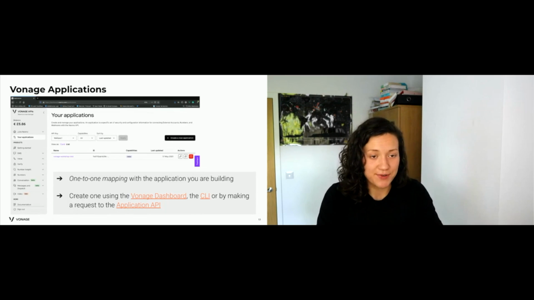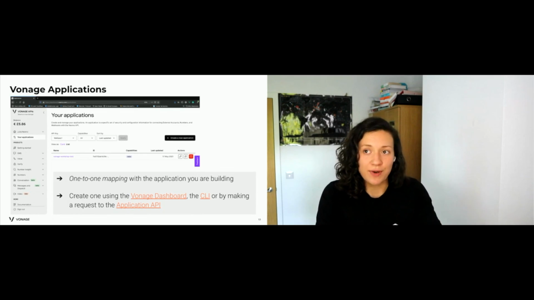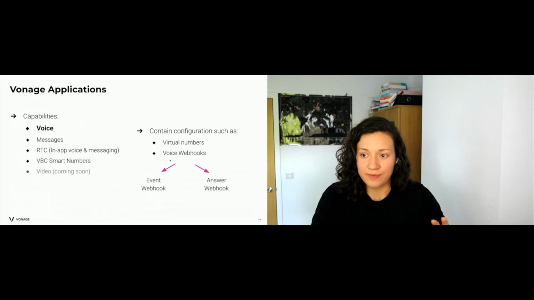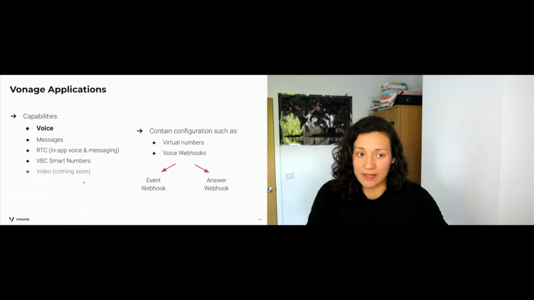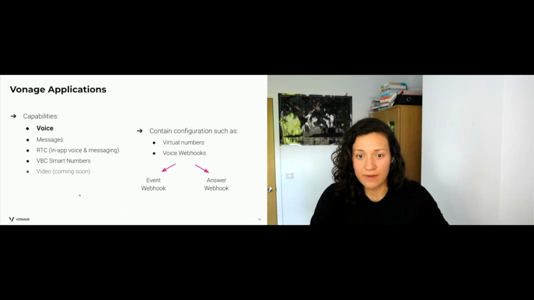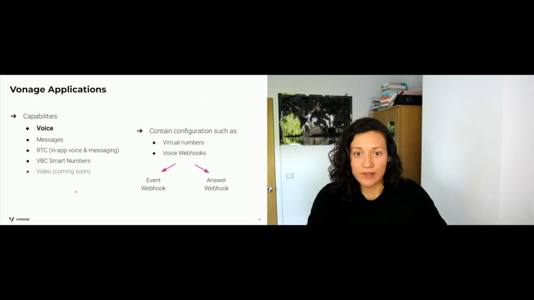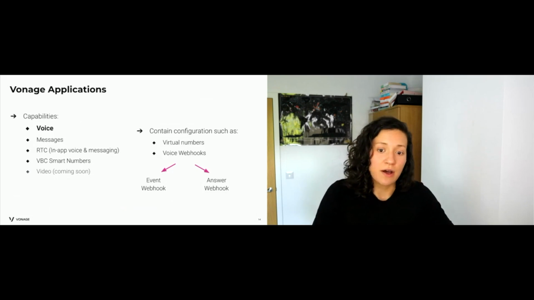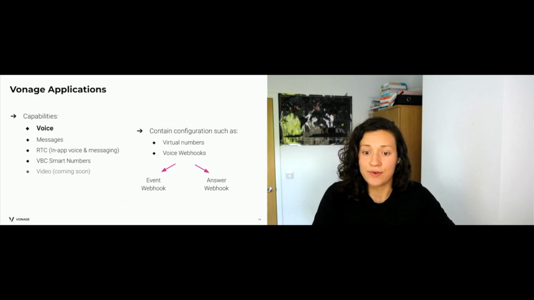So Vonage applications are a one-to-one mapping of the application you are building. And they contain a bunch of config data. First of all, capabilities. Today, we are talking about applications that are voice-enabled, but the Voice API isn't the only API that uses Vonage applications. So these could also be enabled for messages, real-time communications, VBC smart numbers, or soon for video as well.